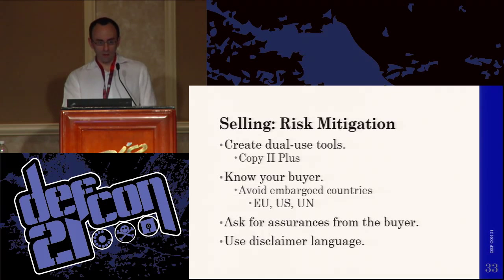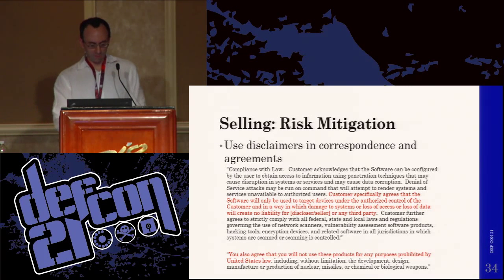So know your buyer. If you're selling something, don't sell into a channel where it's likely to go to some country that's under an embargo with the United States. Maybe your best bet is just to sell it to the U.S. Ask for assurances from your buyer so you don't have knowledge that it's going to someplace where it's not supposed to go. You could be lied to, but you can't control everything. But at least you can get an assurance that it's not going to be used in some illegitimate way. And also, you could always use disclaimer language. So I have some nice examples of disclaimer language here.